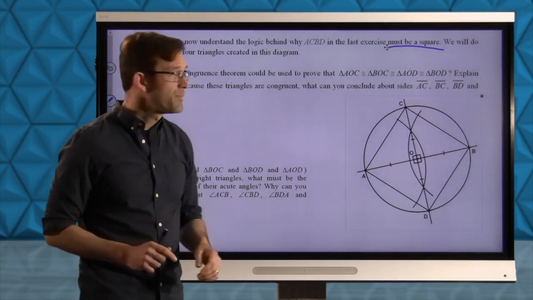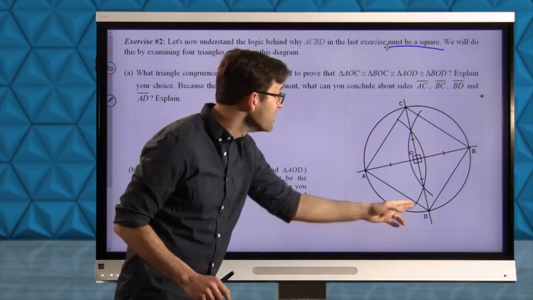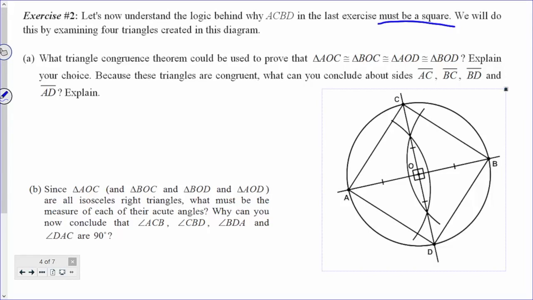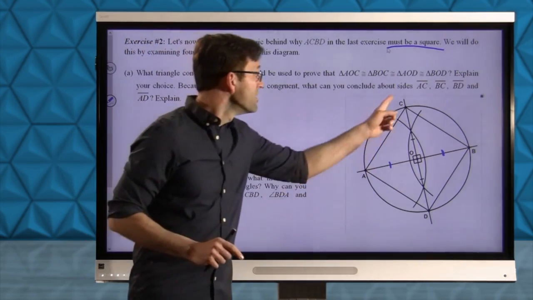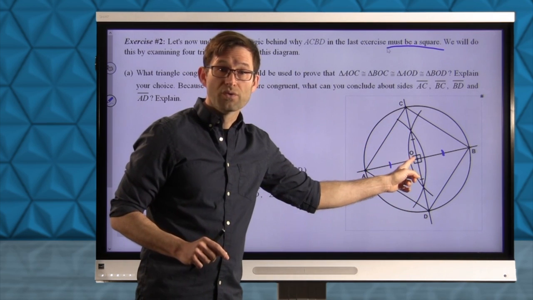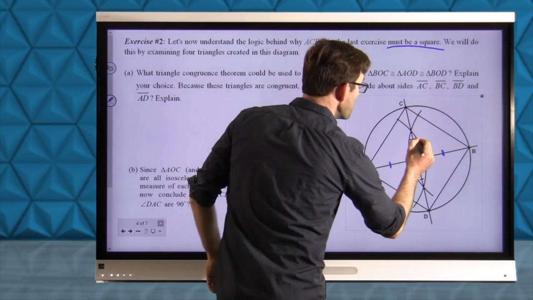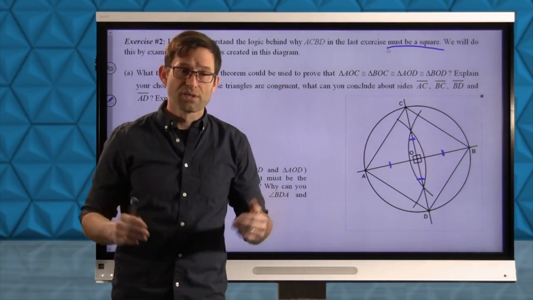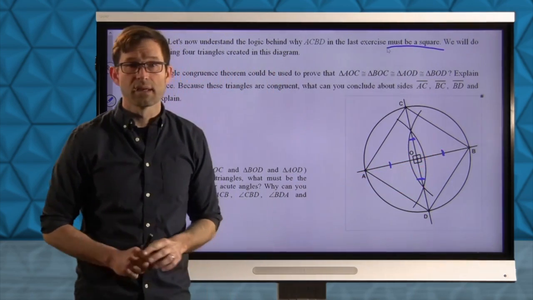Well, one thing that we know is that DC, my mistake, is the perpendicular bisector of AB, which tells me, as I've already marked up on the picture, that these 2 segments are congruent. But at the same time, DC is a diameter because it goes through the center of the circle. And because it's a diameter, it means that OC and OD are also radii, which means they must also have the same length. So this side is congruent to that side, which is congruent to that side, which is congruent to that side.